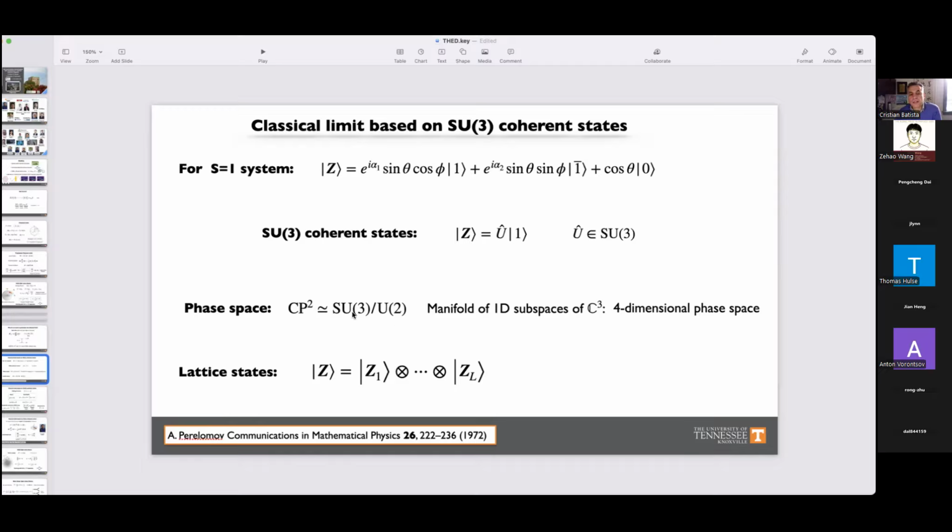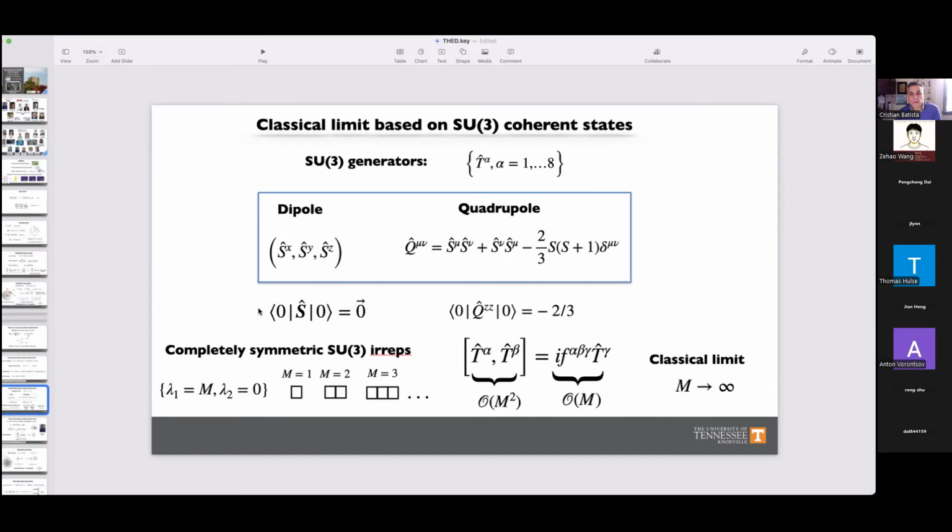So SU3 is an 8-dimensional manifold, right? Because we have 8 generators. This one, U2, is 4-dimensional. We have 4 generators. 8 minus 4 is 4. So that's the way we arrive to this 4-dimensional manifold of coherent states. And the rest of the story is very similar. We move to the lattice. We get product states, right, of coherent states.